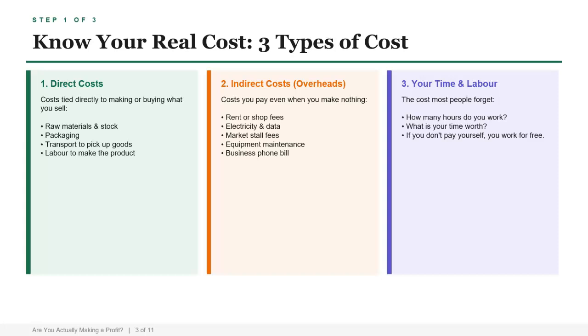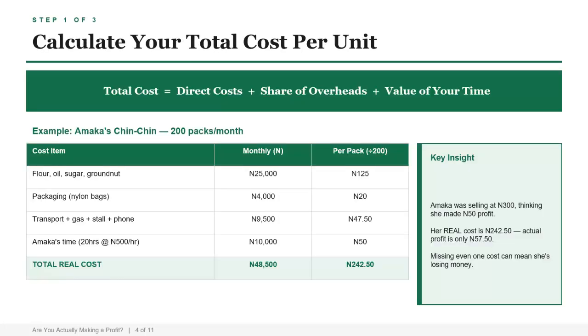All right, so these three costs, you have to pay attention to: your direct cost, your indirect cost, and the cost of your time and labor. And so I want to show you how to simply calculate your total cost per unit. So here's a simple formula that you can adopt.